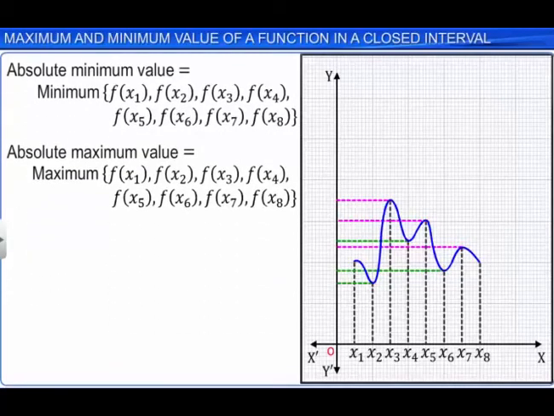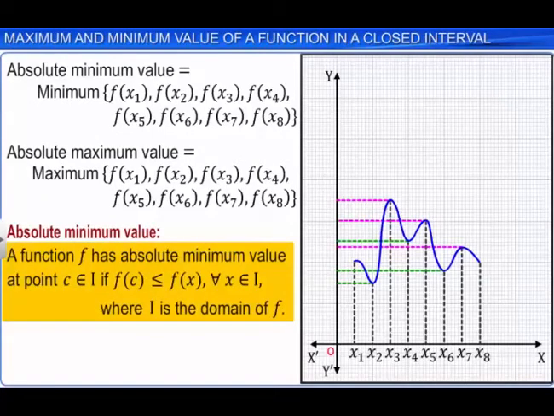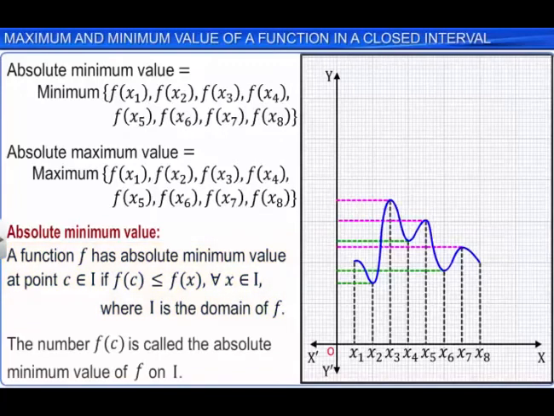Mathematically, a function f defined on a closed interval I is said to have absolute minimum value at a point c in I if f of c is less than or equal to the value of f at any other point on I. The number f of c is called the absolute minimum value of f on I.